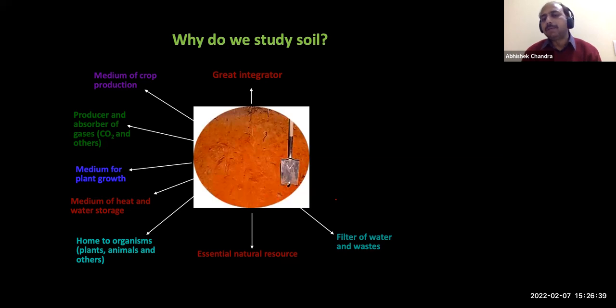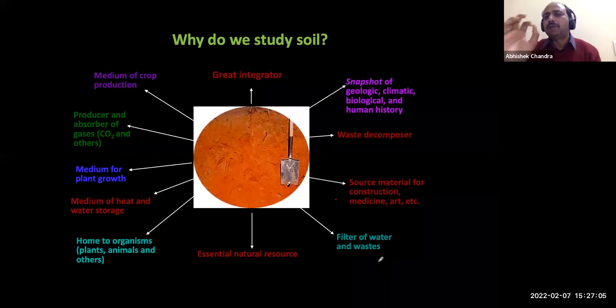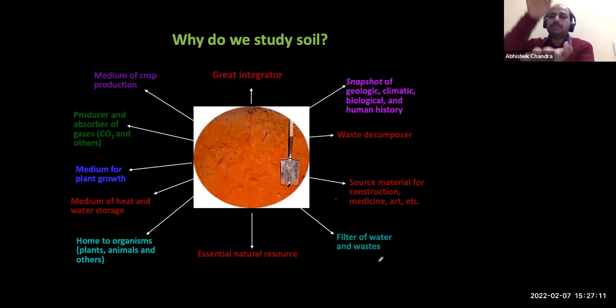On the basis of degradability, we divide materials into two parts, degradable and non-degradable, those which can easily degrade and those which cannot. It is also the source of construction material, art, medicine, everything comes from this. Waste decomposer, we already discussed. And apart from this, one important thing is that it is a snapshot of all the geological, climatic, biological, and human history.